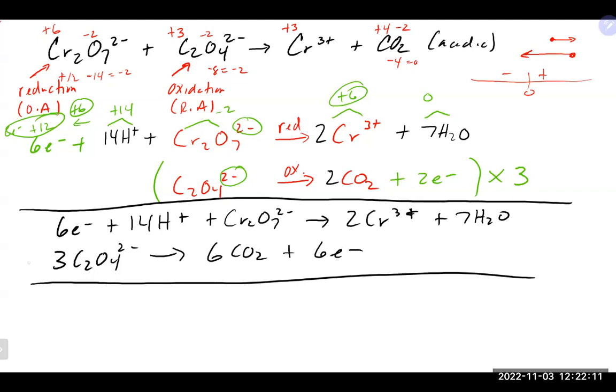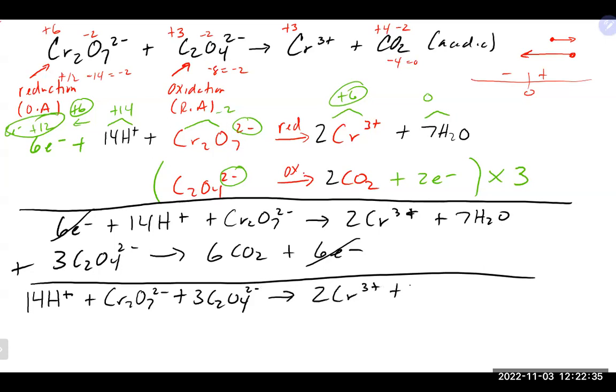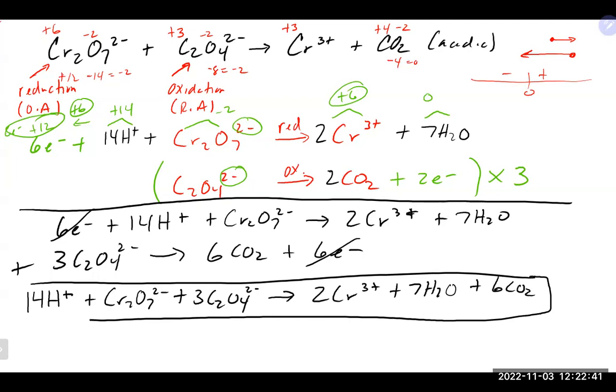At this point, we could add these together where the electrons should cancel. And I believe that is it in terms of canceling. Everybody on the left-hand side of the arrow will stay there, and everybody on the right-hand side will stay there. So that's 14 H+ plus our dichromate plus our oxalate here. Going to give us that there, a couple or 7 waters and 6 CO2 in this case.